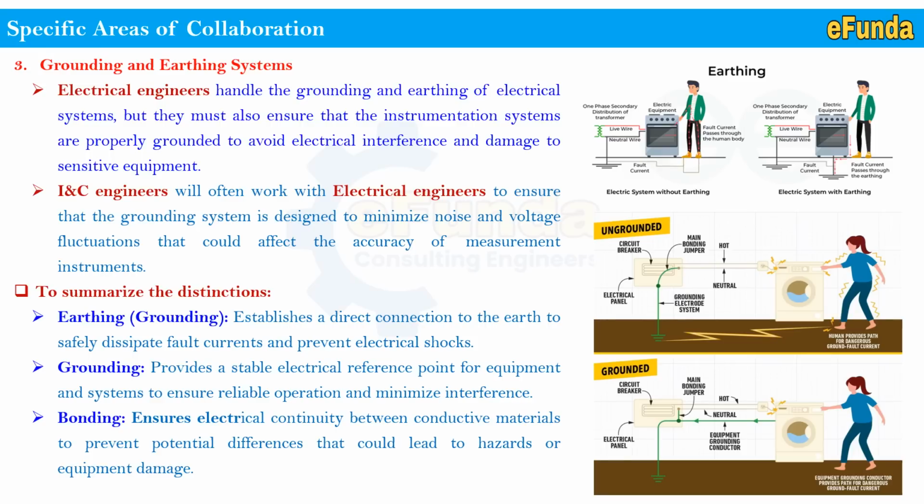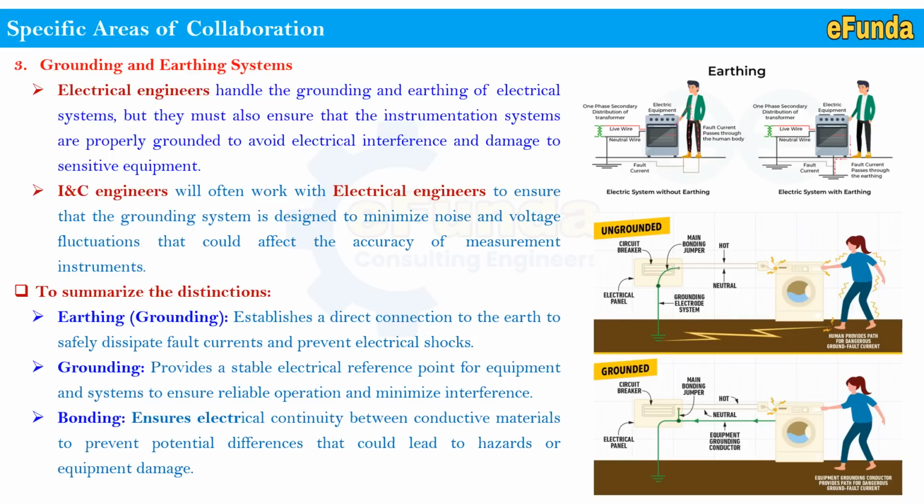First configuration, that is ungrounded, where the main equipment is shown, that is a washing machine and power supply, where the electric panels are shown, then the circuit breakers are placed, then the main bonding jumper shown in green color connected to the grounding electrode systems, and further passed to the hot and the neutral, that is live and neutral, are connected, and a human provides the path for dangerous ground fault current.